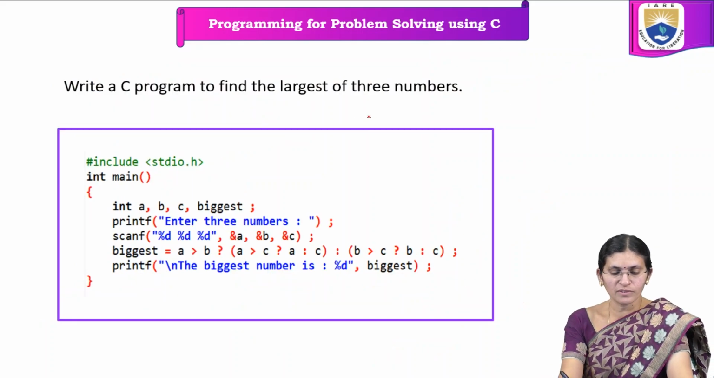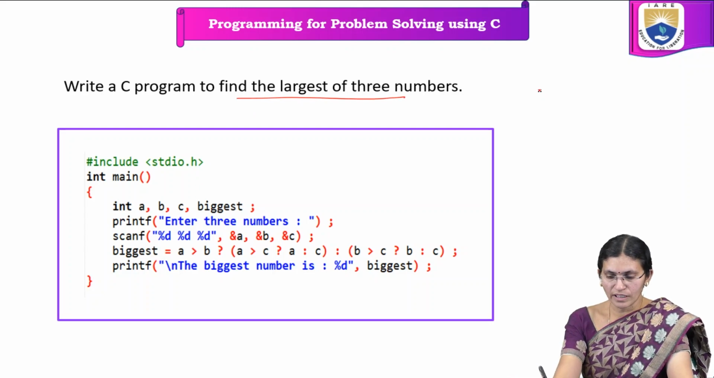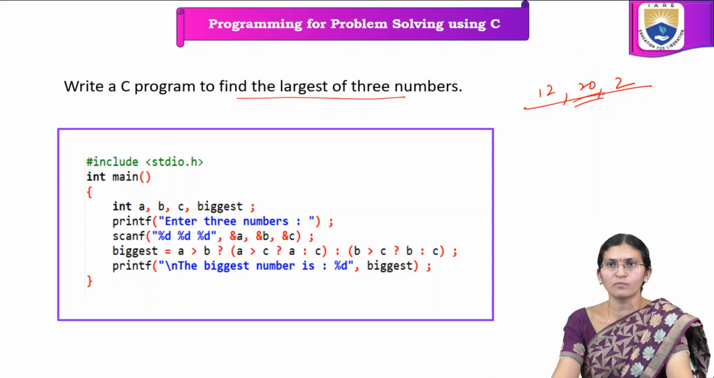Next program is to write a C program to find the largest of three integers. Suppose we enter three numbers 12, 20 and 2. Here the program is to find out the largest of three integers. Out of these three, the output should be 20. So 20 is the largest.